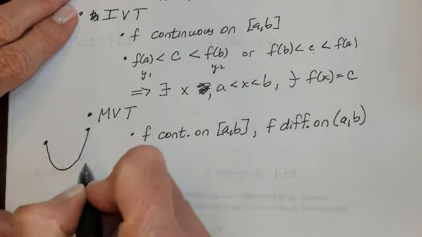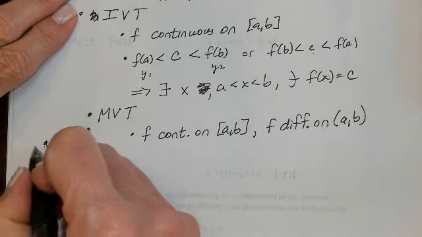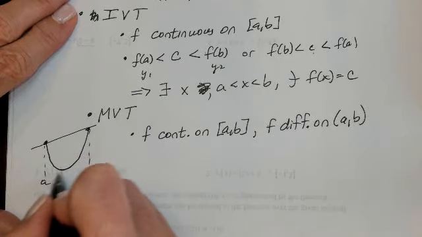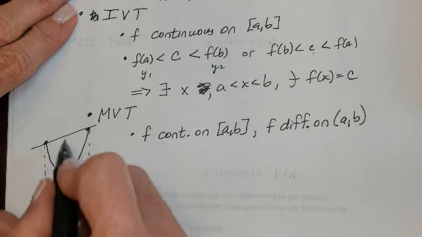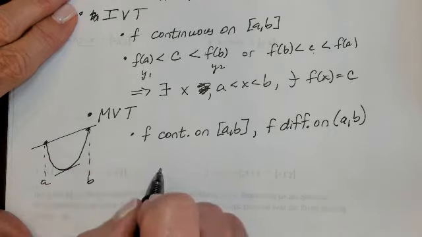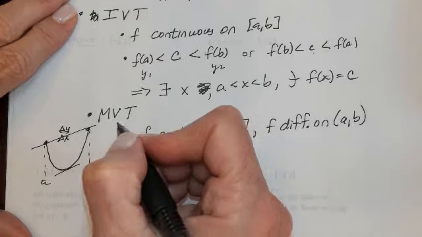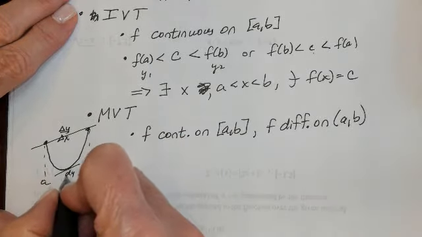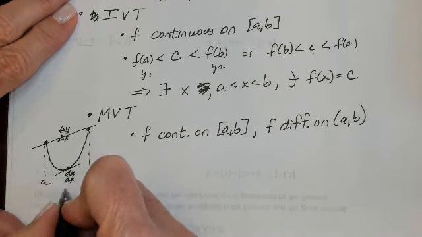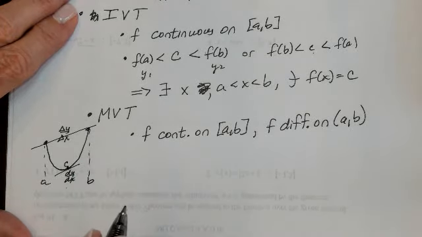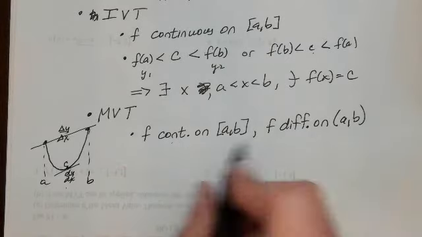The way I think of MVT is you have like A and B. Here's your x equals A, x equals B. There's some other x value at which the slope is the same as the slope from A to B. So this slope is equal to this slope. And that x value there would be x equals C, okay? So continuous and differentiable.